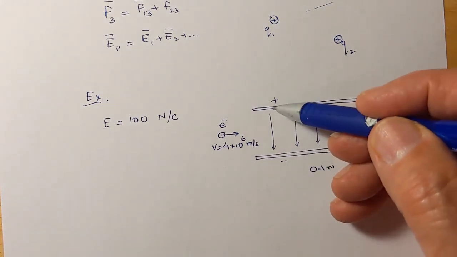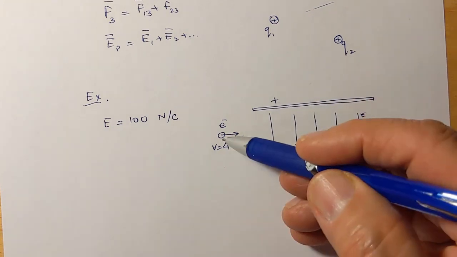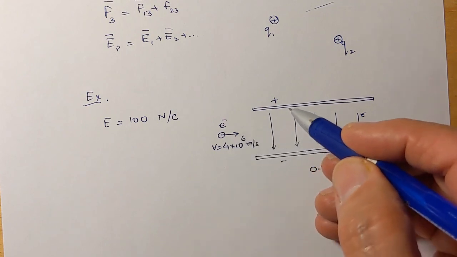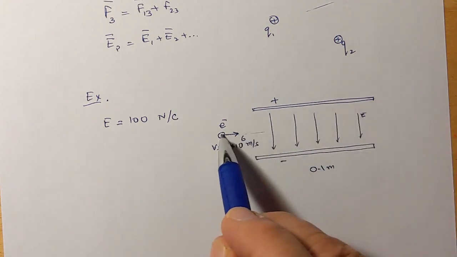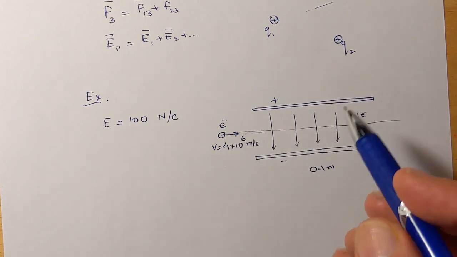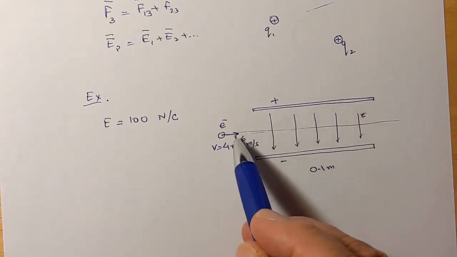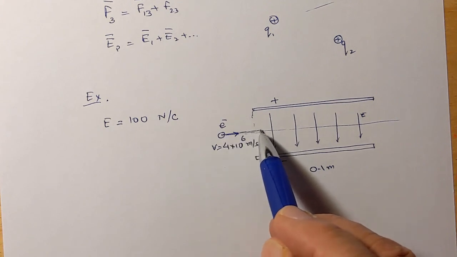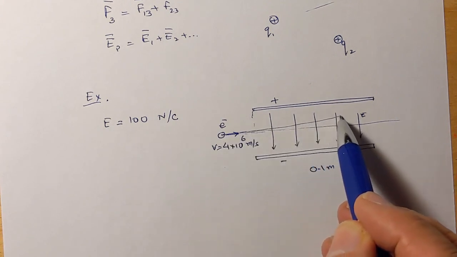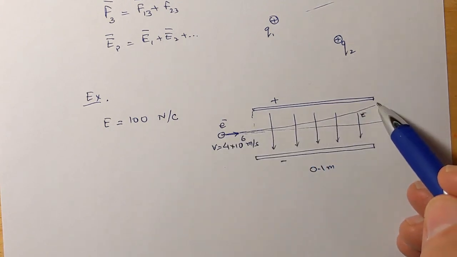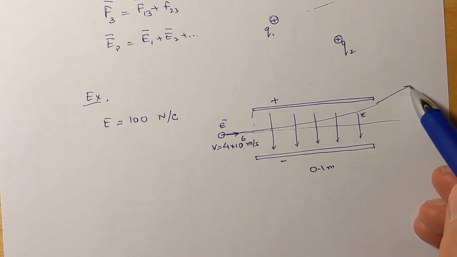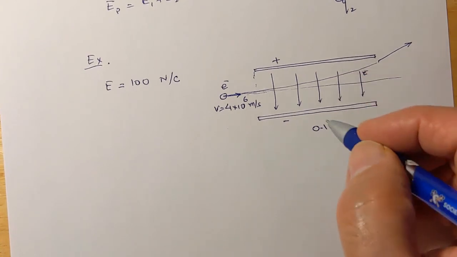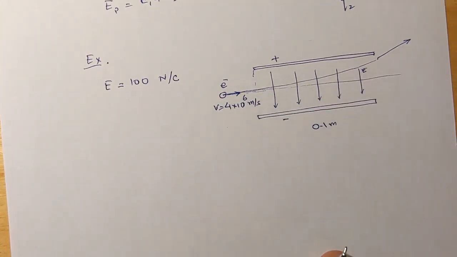Well, this is positive, this is negative, the field is this way, so the electron, being negative, will be attracted toward the positive plate. So instead of going straight out, it will be pulled upwards. As soon as it enters this region, it will be experiencing a force, and it's going to keep turning upwards, and then after that point it's going to keep going straight. So we want to find the force on the electron.